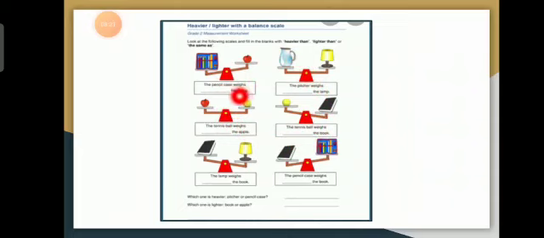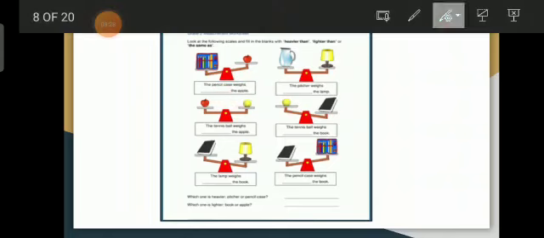Okay, the pencil case weight is how many apples? One apple. So here I am going to write it down. One. Okay, the picture weight is dash lamp, equal to one lamp. Okay, the next one is the tennis ball weight is dash apples. How many apples are there on the other side? One apple. The tennis ball weight dash the books. How many books? One book. Okay, the lamp weight dash the book. How many books? One book. The pencil case weight dash the book. How many books? One.